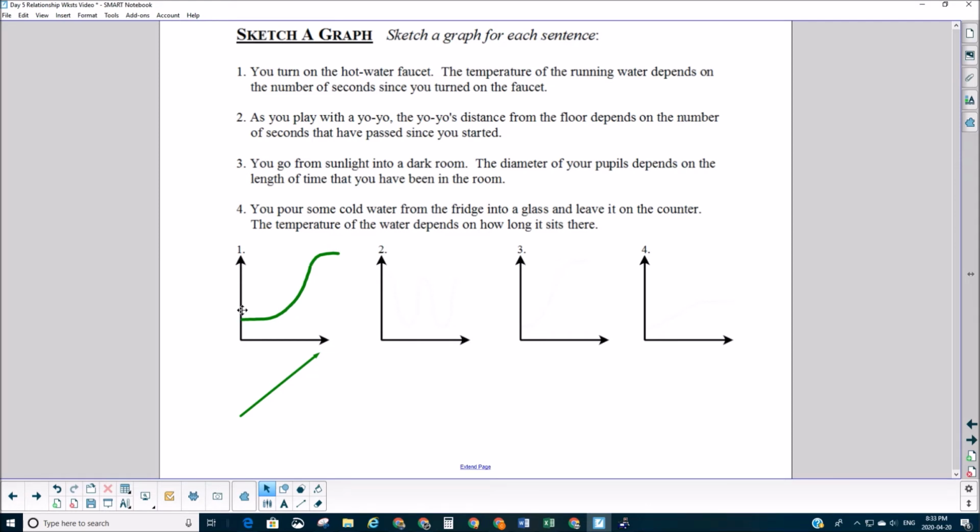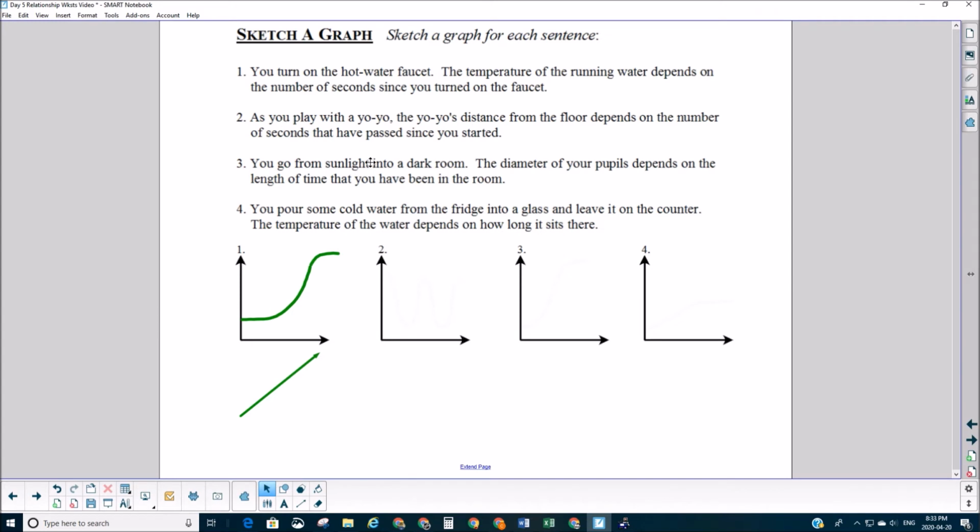Okay, and again, you might have drawn a graph that looks something like this. You might have drawn it starting up here and going up like that. Okay, and that would be right as well because there's no scale on this. These are all possibilities. All right, let's talk about number 2.